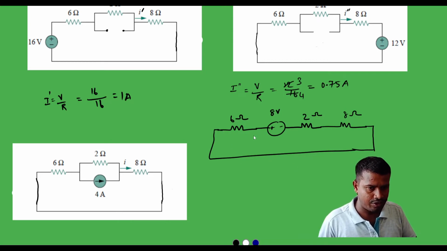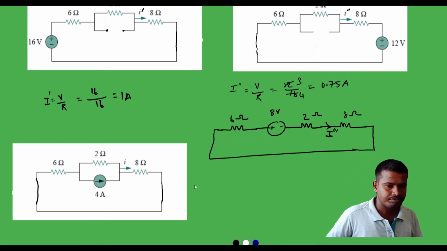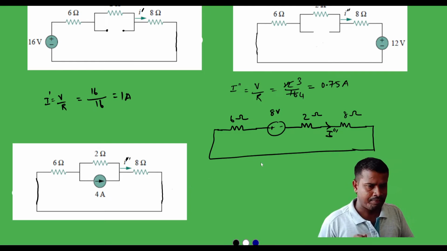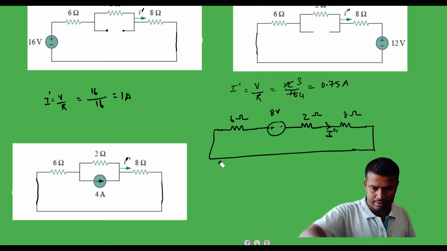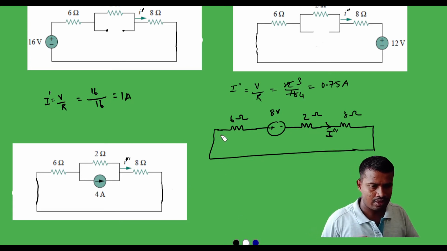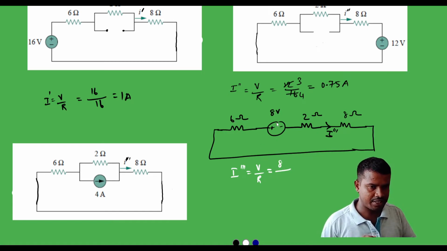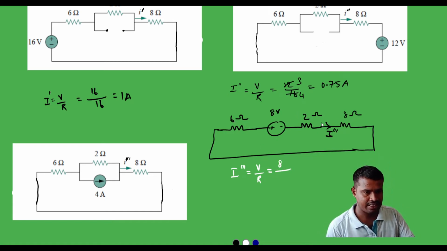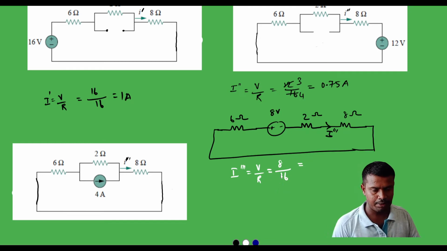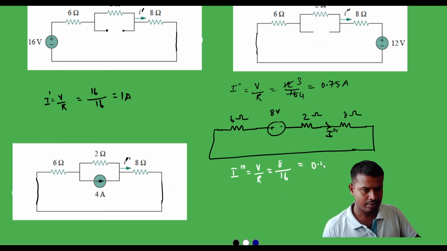Now we need to find out the value of current, that is I. In this case we can say I triple prime. When we see this circuit, I triple prime can be calculated as I triple prime is equal to V by R. V is equal to 8 divided by R, which is 6 plus 2, 8, plus 8, 16. Fine. The value of I triple prime will be 0.5 amp.